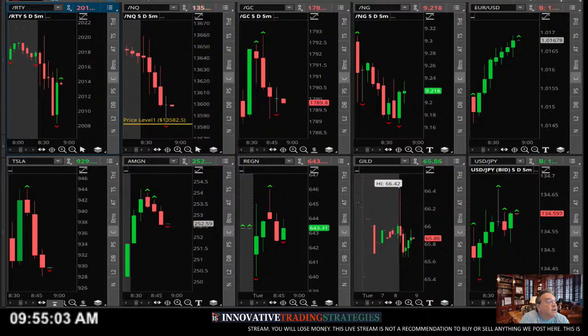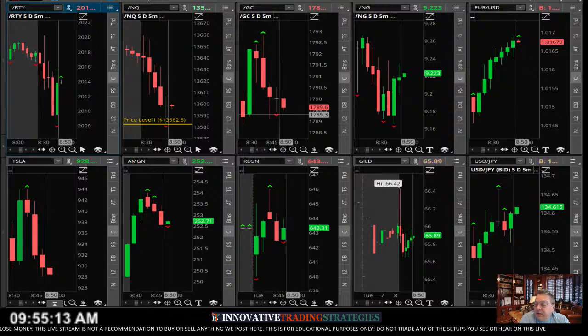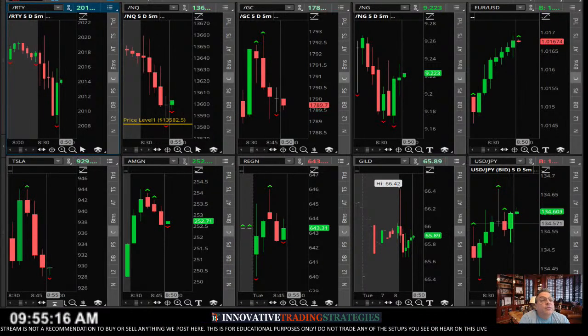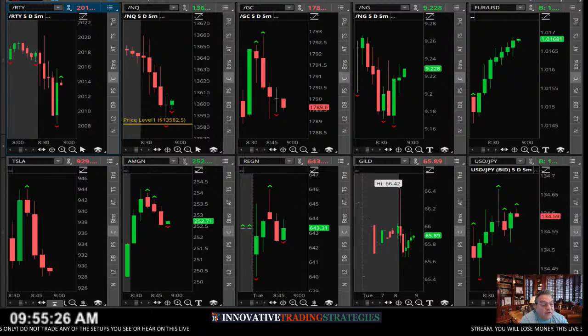All right, let's see on the mini Russell though. Indices are different. I will trade indices both ways. Nice little trade on the yen with that double red, double green carrot. So we're out of the U.S. yen.